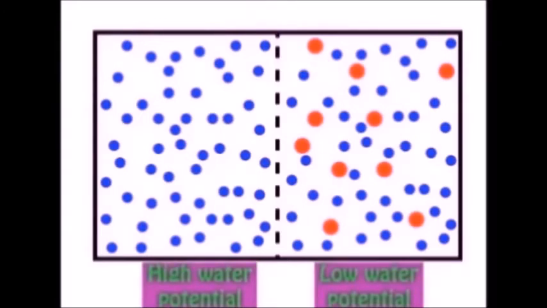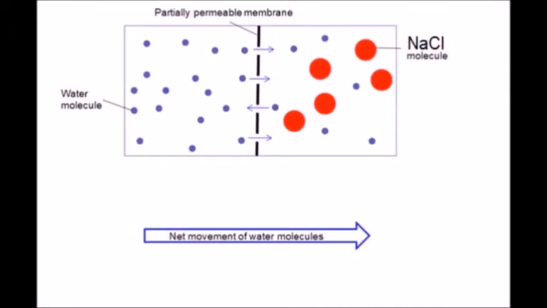Can you tell me why water molecules move from left side to the right side? It moves from left side to the right side as there is more water molecules there, that is high water potential than the right one.